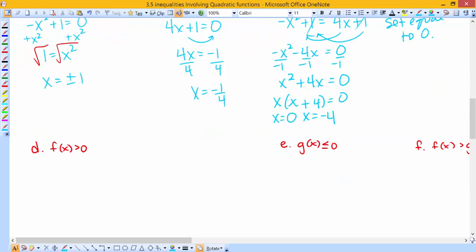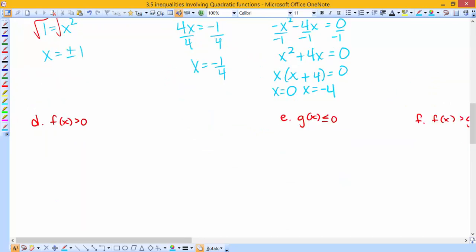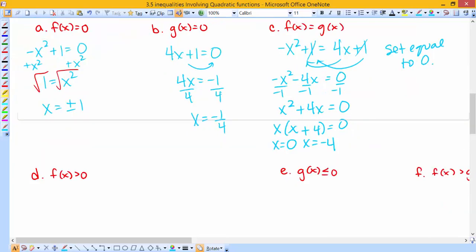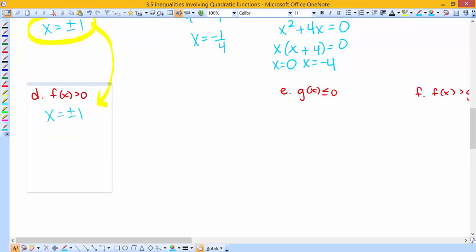All right. Now, let's move on to the next 3. Now, in the next 3, those should look familiar. D says f of x greater than 0. Well, here we already did f of x equals 0. And what did we get? So I'm going to take this solution. I'm not going to go through this whole process again. I'm going to put that down here. So I know x equals plus or minus 1. So I can jump directly to a sign line.